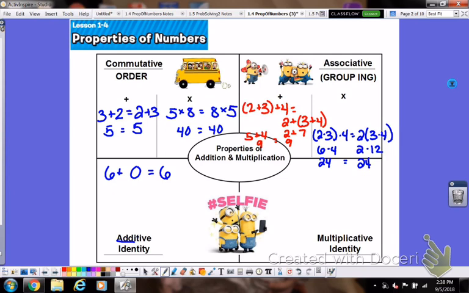And then multiplication, we want to think the same thing. So our multiplicative identity, 8 times what leaves me with 8? 8 times 1. Multiplying by 1 does not change the result, so that is our multiplicative identity when you see anything multiplied by 1.